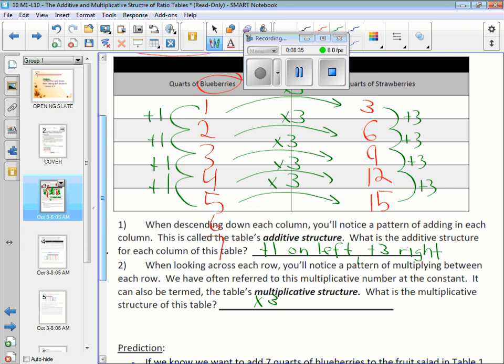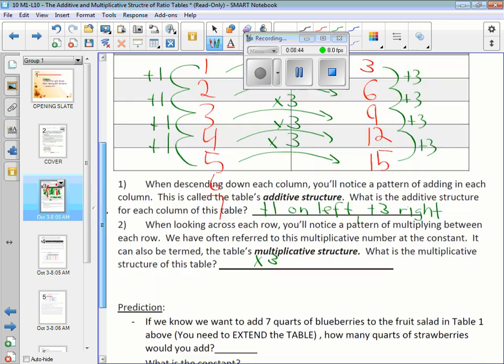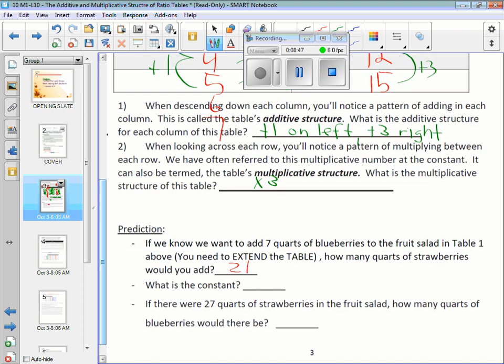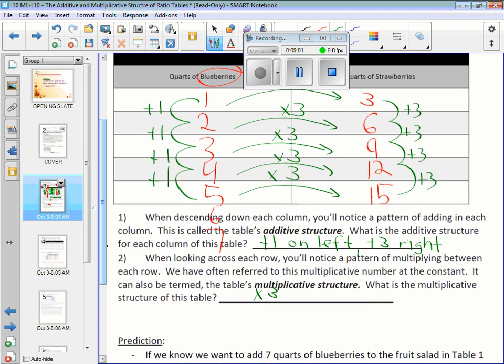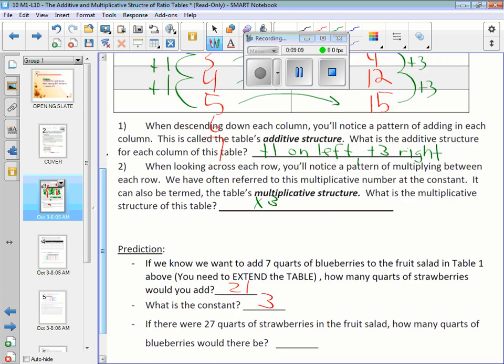Both of them are good strategies. There's no one right way to do it. You do what works best for you, but I'm just showing there's a couple of ways to do it. So yes, there is 21. What is our constant once again? 3. Yes. All right, now they're asking, what if you have 27 quarts of strawberries? Remember, our column for strawberries is on the right. How many quarts of blueberries do you need? Alice, you got it. 9.